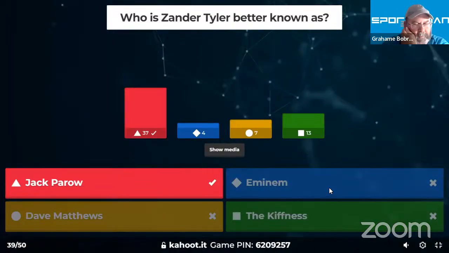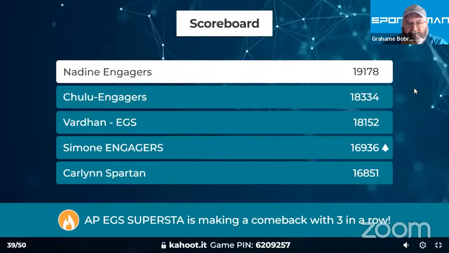Xander Tyler, otherwise known as the Kiffness, is also a guy by the name of Dave. Forget his surname, but yeah. Eminem, I wouldn't know, and Dave Matthews is Dave Matthews. Let's see how that's separated anything. Although I do see 3 Engagers on that board now. Good luck to the rest of you.